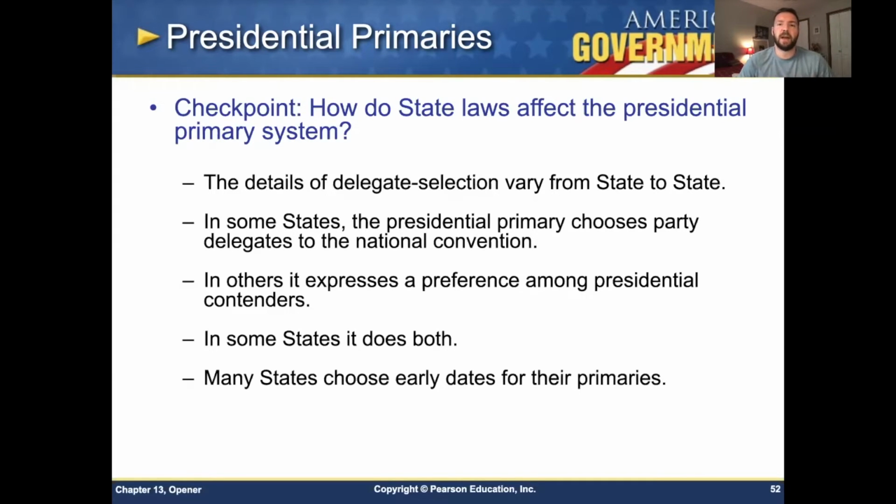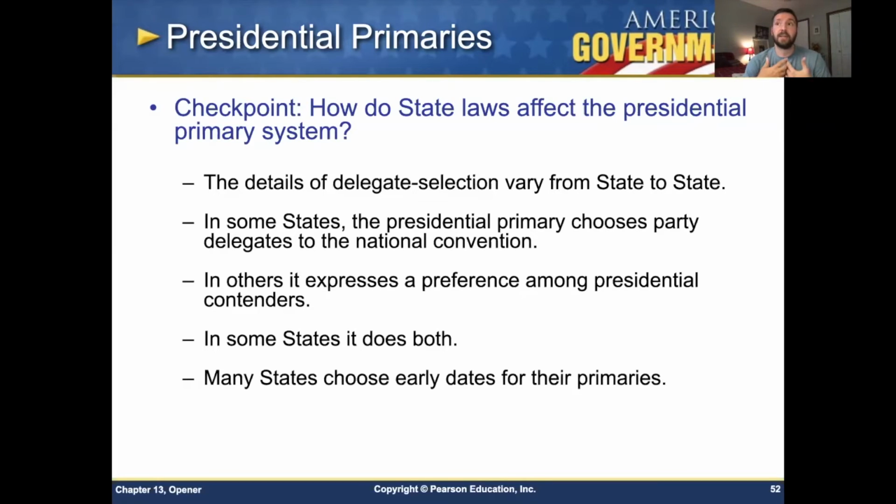As far as these preference primaries, you might see a candidate's name, Joe Biden, Bernie Sanders, Elizabeth Warren, Pete Buttigieg, whoever it is, and those names are a stand-in for a slate of delegates for that party. Those delegates are all pledged to vote for that particular candidate that won. They go off to the national convention, and then they have another round of electing at the convention. And at the end of that round of voting, that's when you get your actual nominee.